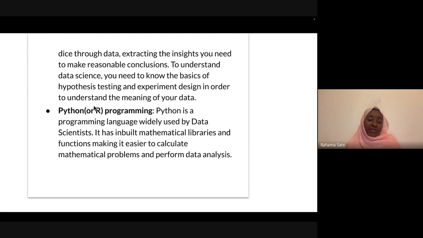Then next is Python or R programming. Python is a programming language widely used by data scientists, and it has inbuilt mathematical libraries and functions, making it easier to calculate mathematical problems and perform data analysis. R is also a really nice programming language, and it was specifically made for data science. It's also one of the most popular languages amongst data scientists.